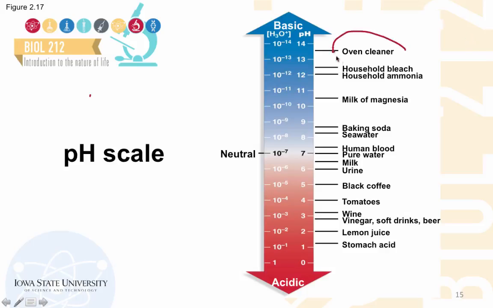Oven cleaner has a pH of between 13 and 14, meaning that it has a very low concentration of hydrogen ions, making it a basic solution. On the other hand, our stomach acid has a pH of less than 2, meaning that it has a very high concentration of protons, making it an acidic solution.